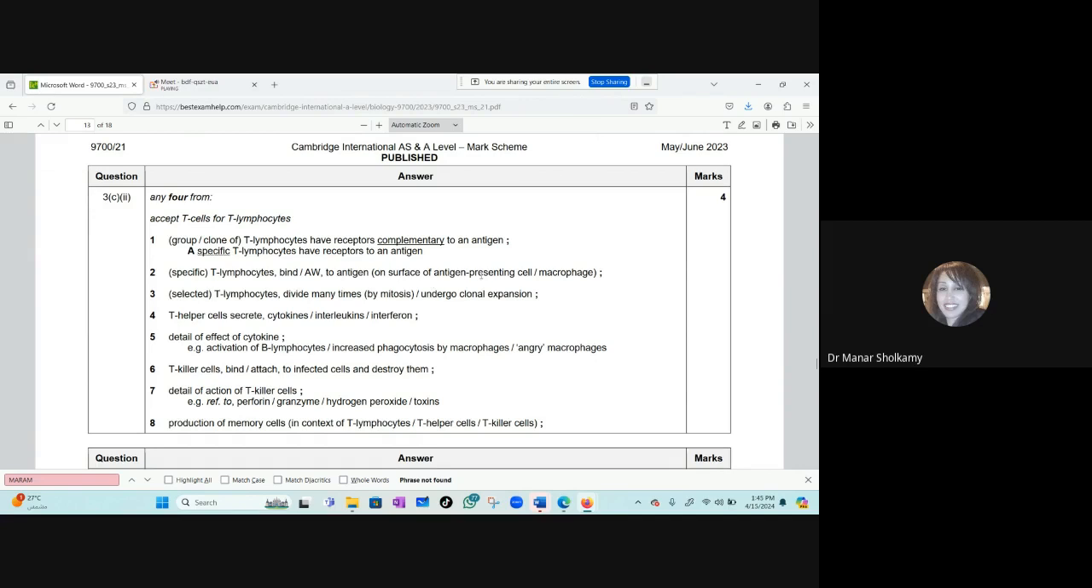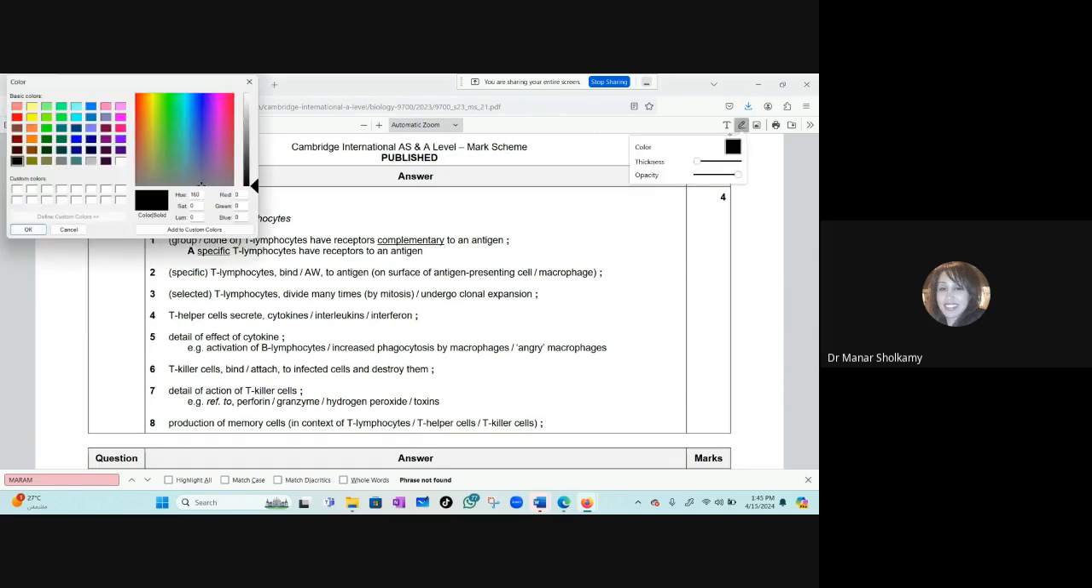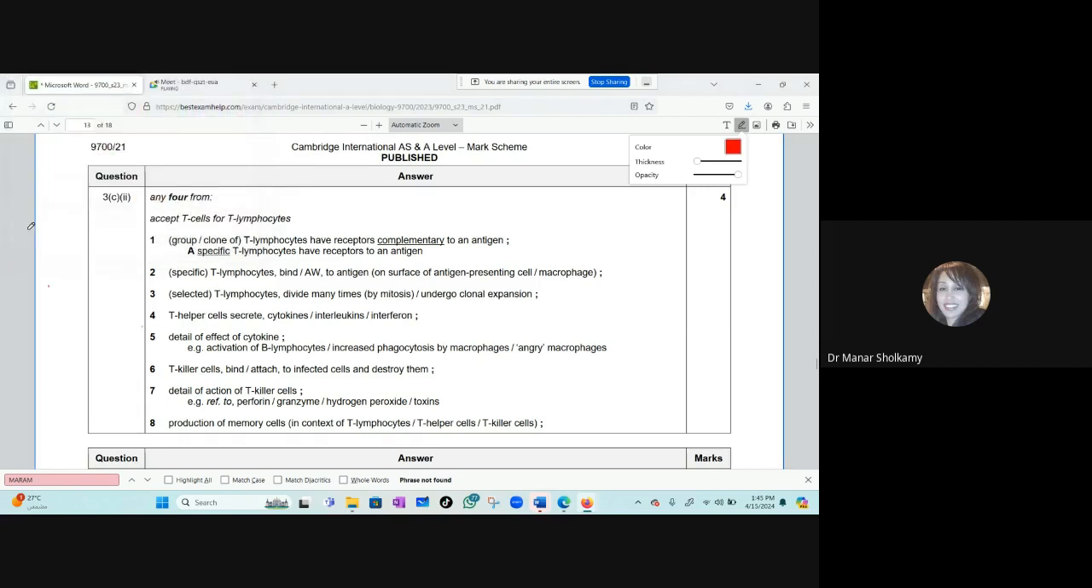T helper cells secrete cytokines. Look at this. They told you here clonal selection and then clonal expansion. And then they said what? T helper cells secrete cytokines. This has to come first. So the T helper cells have to release cytokines, and then this will lead to clonal selection and clonal expansion. They are in the mark scheme.